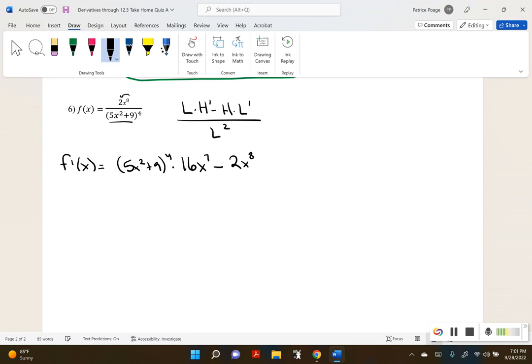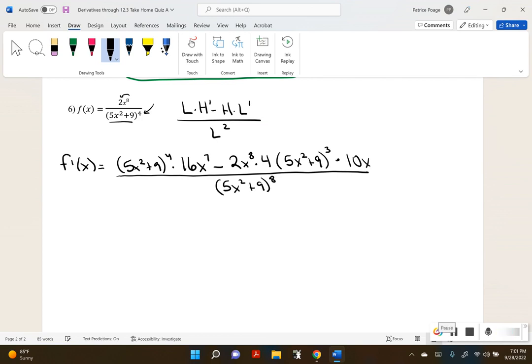So it's a bunch of stuff to the 4th power. Derivative is going to be 4, a bunch of stuff to the 3rd. Copy paste this stuff times derivative of that stuff. The derivative of 5x squared is 10x to the 1 plus the derivative of 9 is 0. And then that's all over low squared. So if I square something that's already to the 4th power, that's going to put it to the 8th power. All right. And then I'm going to do my reorder step real quick.